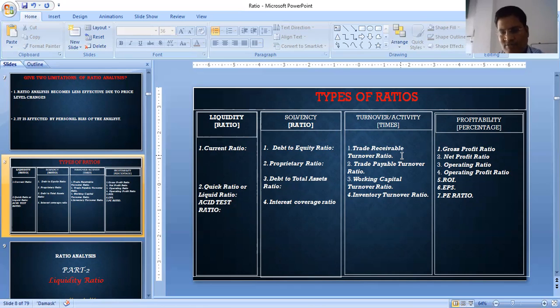If 4 times, it means the time lag is 3 months. If 6 times, it means every 2 months these changes are taking place, like debtors are paying every 2 months. If 12 times, it means every month debtors are paying us. Profitability ratios are 6 or 7 in number, but only 4 are in the syllabus: GP ratio, NP ratio, operating profit ratio, and operating ratio. ROI, EPS, and PE are not there in the syllabus this time.